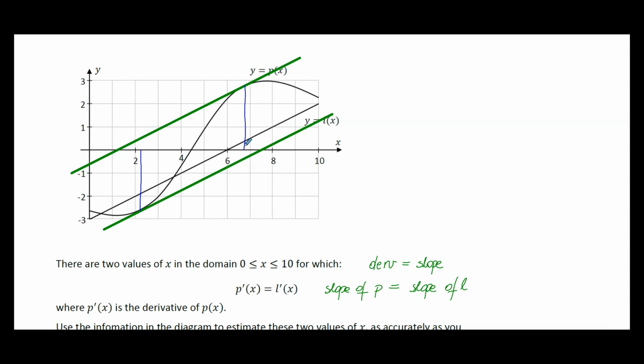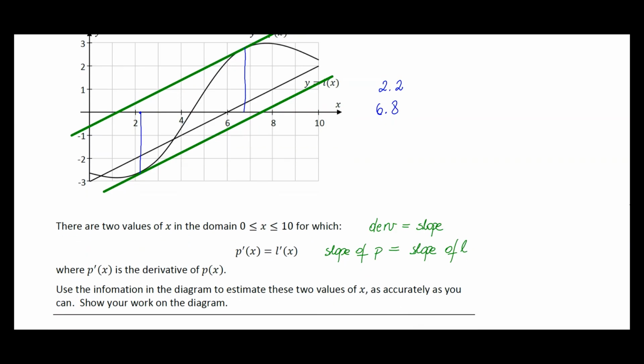Now, it is an estimate. So here, the value of x should be 2.2, and here the value of x should be around 6.8. Like I'm saying, it is an estimate, so if you have a little bit more or a little bit less, you are still good. But the main idea, the main knowledge applied here, is that they are giving us a derivative, but the way we read that is that the slope of the cubic function is the same as the slope of the linear function.